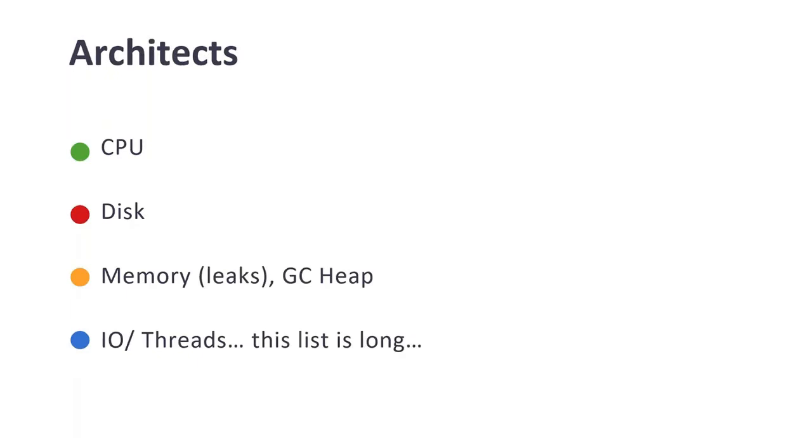Then you go down to architects. Now, I'm a software architect by heart. I have been for years, and I love metrics. When we look at our application, we want to own that application. That is ours. I don't mean that selfishly, but it is our responsibility. So we look at CPU, we look at disk, we look for memory leaks, we look for GC heap. GC heap, especially in the Windows world, is garbage collection. It does it for you, but it doesn't always do it properly.